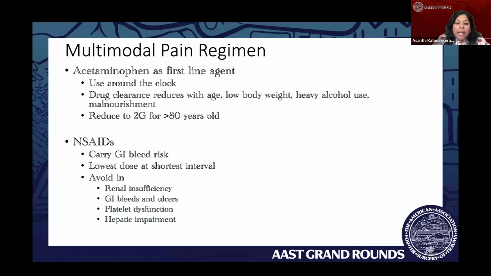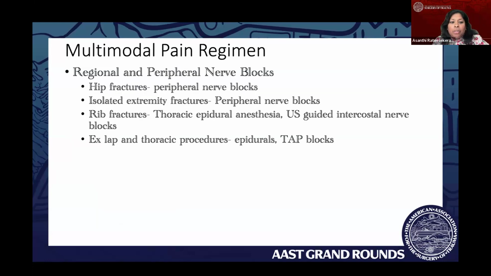If you have elderly patients who have renal insufficiency, history of GI bleeds or ulcers, platelet dysfunction, and hepatic impairment, you might want to avoid these. Regional and peripheral nerve blocks are very important for older adult patients. If you have patients with hip fractures, those peripheral nerve blocks can really help them.